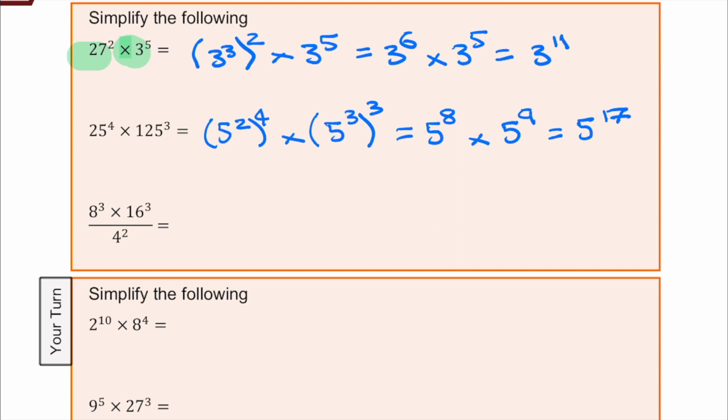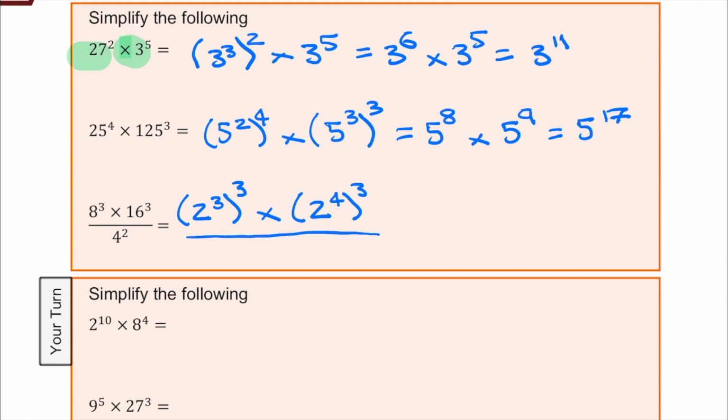Very similar on the last one as well. This time we're going to change all 3 terms to have the same base to allow us to use the laws of indices. Start with the 8. 8 we know we can write as 2 cubed. But that 8 was being cubed itself. So we need to cube our 2 cubed. Similar with the 16, we know that we can write 16 as 2 to the 4. But that 16 was being cubed.